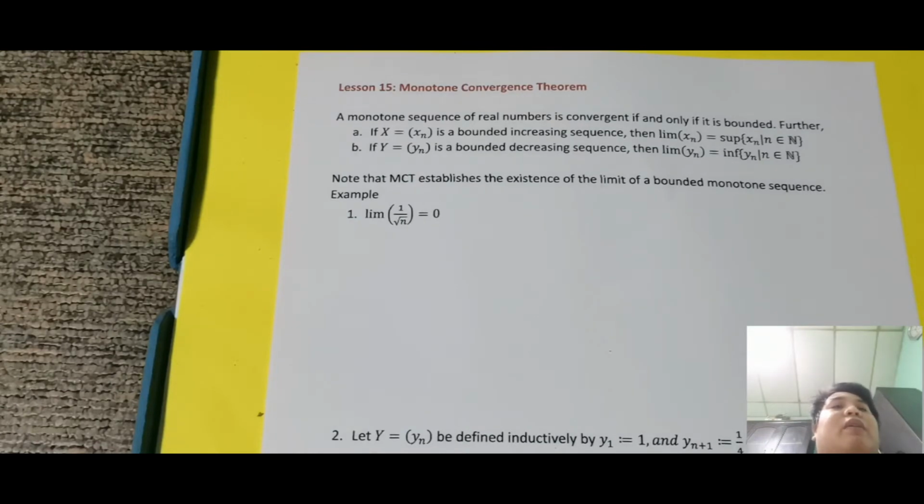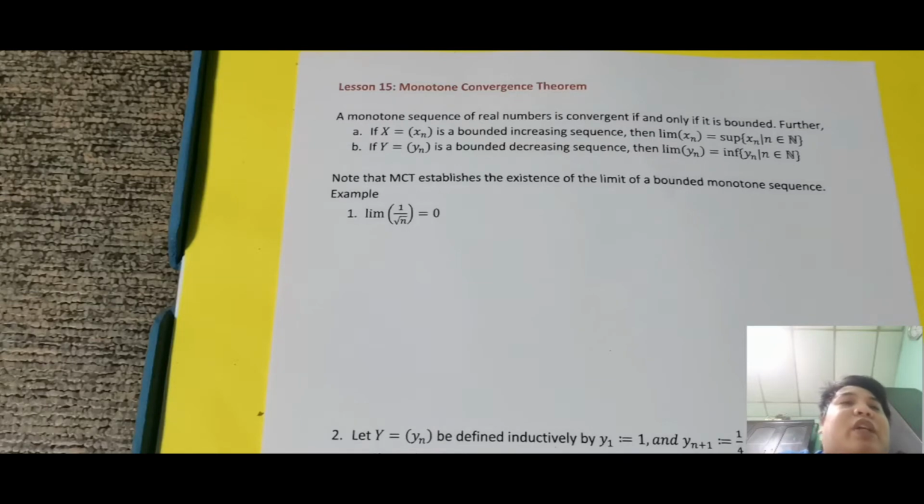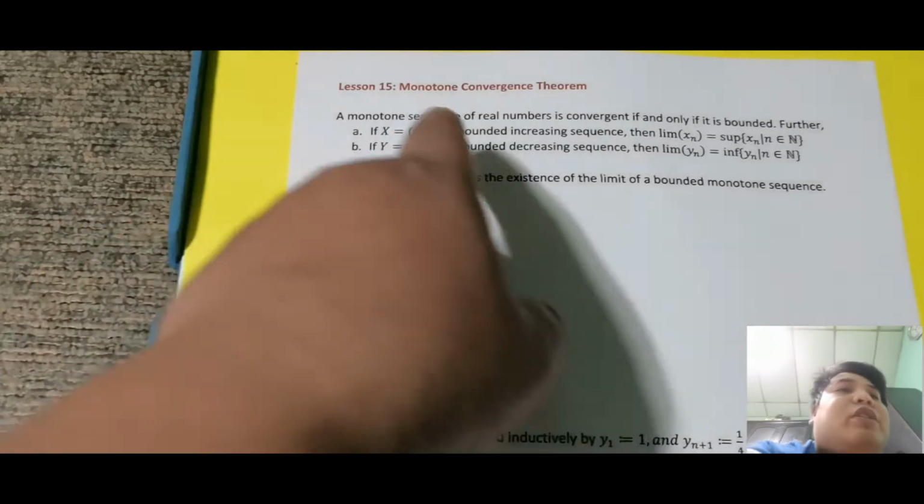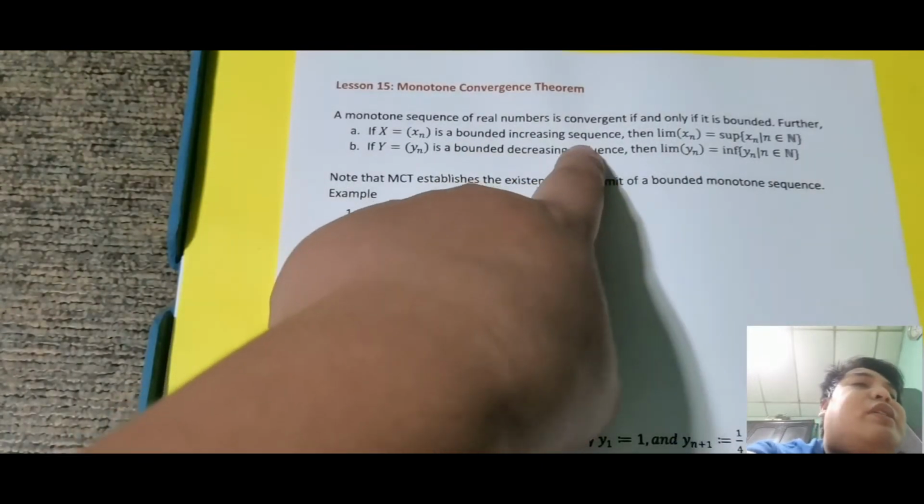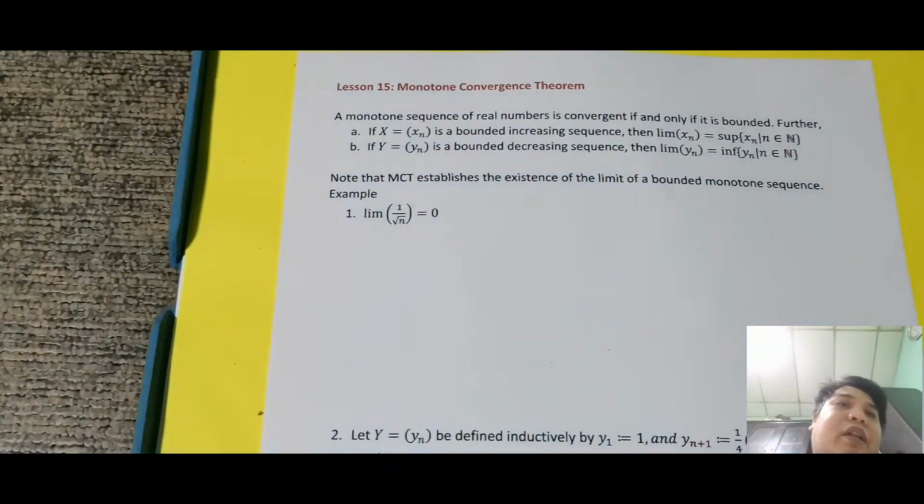Okay, so note that the MCT or yung ating monotone convergence theorem establishes the existence of the limit of a bounded monotone sequence. Yun lang simple. So kung alam mo siya yung bounded monotone sequence, pwede na gamitin eh. So by monotone convergence theorem, automatic pwede mo siyang sabihin na siya ay convergent. Okay, so ito lang gagawin mo. Kailangan ma-prove mo na siya ay bounded increasing sequence. So kung kailangan mapakita mo yon, then pag alam mo na siyang bounded increasing sequence, pwede mo nang gamitin to.